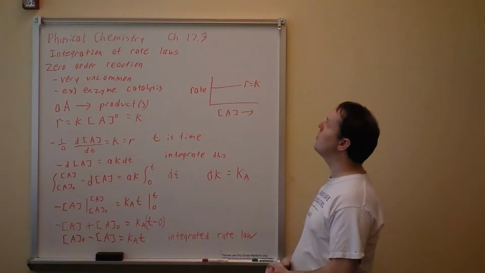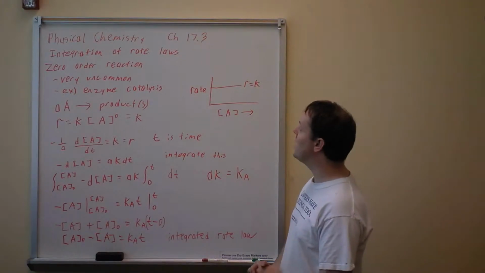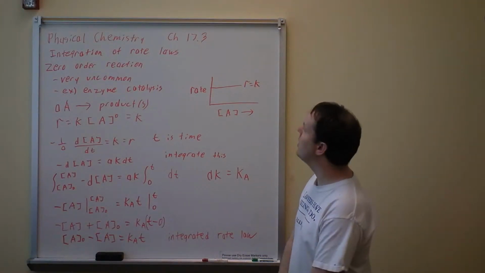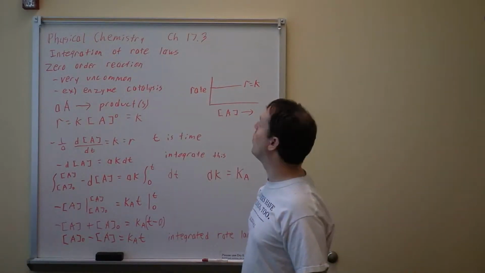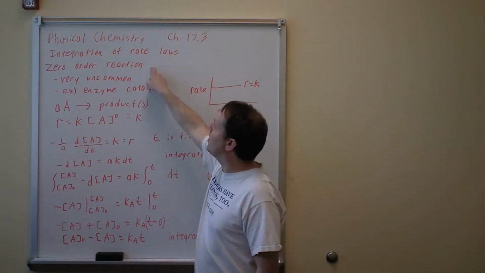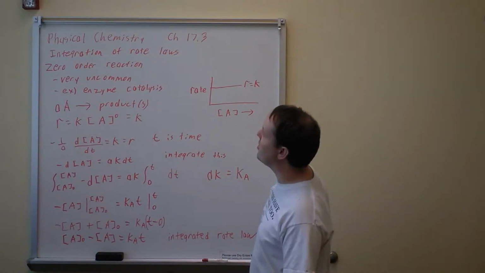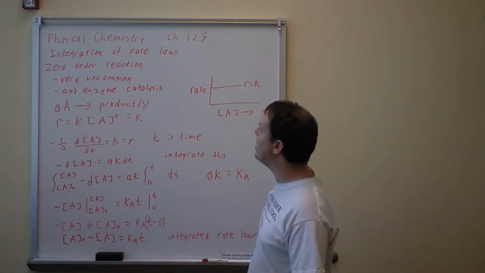Alright, continuing on physical chemistry, chapter 17, we're beginning section 3. Section 3 is a pretty long section. We're going to be integrating rate laws for different orders of reactions. We're going to start out with a zero order reaction. Yes, there is such a thing. It's very uncommon, but it does happen.